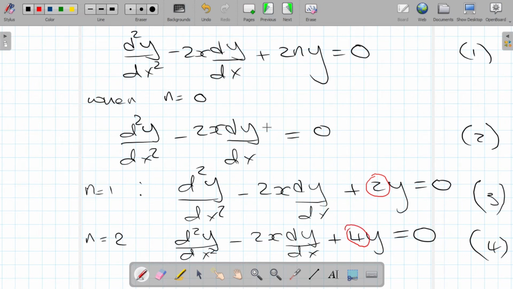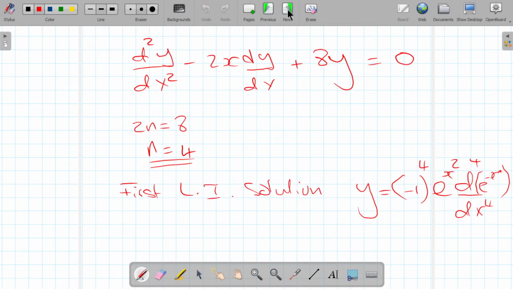There, of course, it's just 0. But ideally, that's what you would do. You would recognize that 2 is equal to 2n and then work n out from that. 2n is equal to 4 in equation 4, so you would work n out to be equal to 2 in that. And so I think we'll go on to the next page.